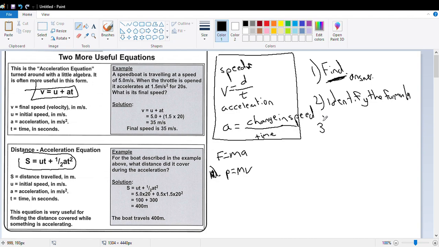And once you've identified the right formula and you've written it out, you can then put the numbers in the question into the formula and find your answer. So sub numbers into formula. And then you press enter on your calculator, so you find the answer.